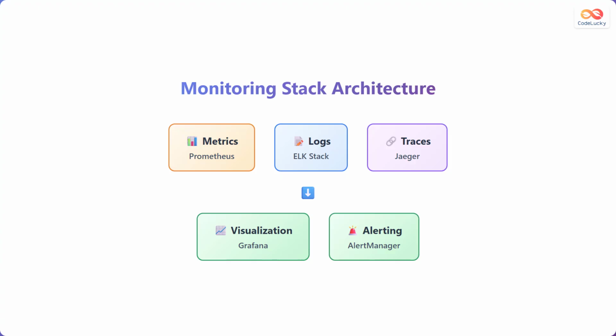Grafana serves as the primary visualization tool, creating dashboards that combine metrics, logs, and traces into unified views. Alert Manager handles alert routing and notification, sending alerts to various channels like email, Slack, or PagerDuty based on predefined rules. This architecture provides the three pillars of observability: metrics, logs, and traces, giving you complete visibility into your system's behavior and performance.